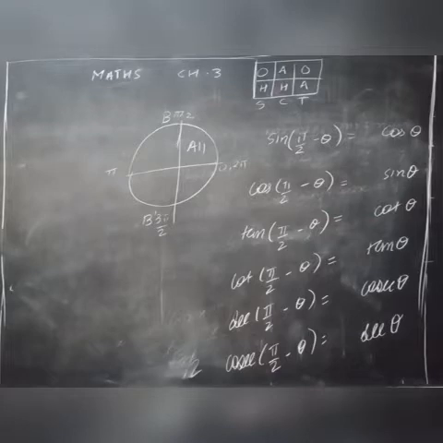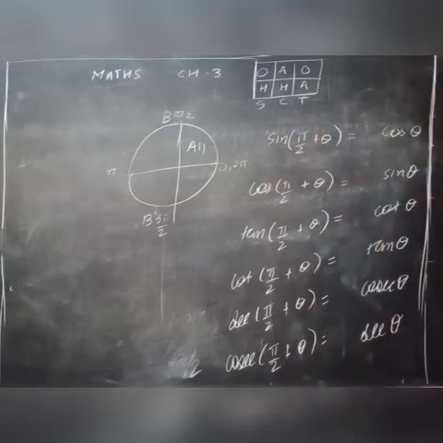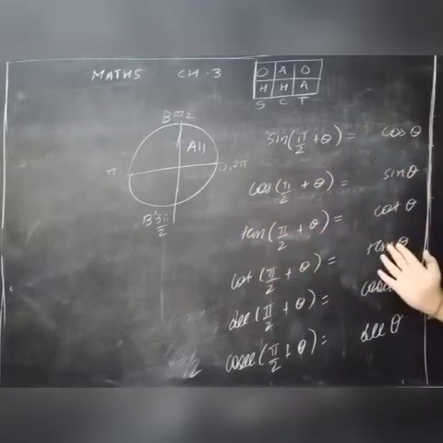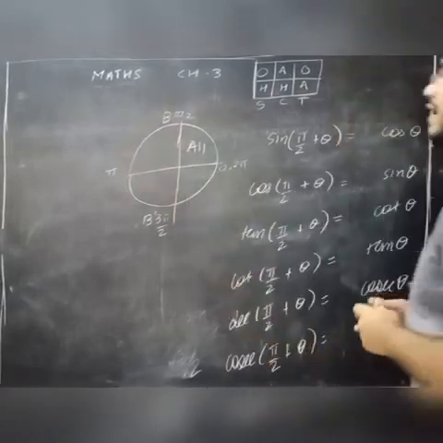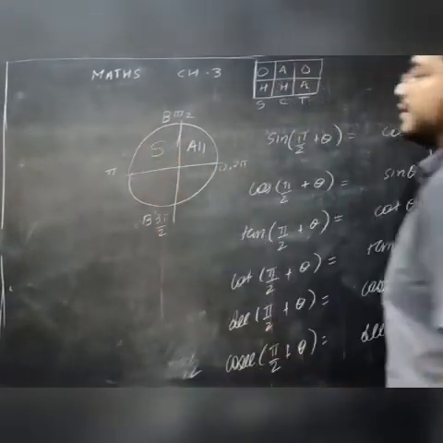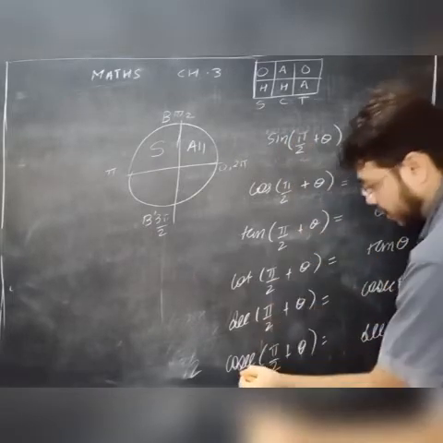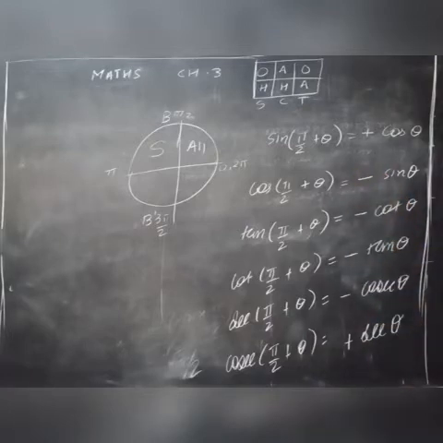But if I make this pi by 2 plus, then again the function will change, no doubt in that. Sine will become cos, cos will become sine, tan will become cot, cot will become tan, sec will become cosec, cosec will become sec. But you should understand that this time, if I add something to pi by 2, then I will have the second quadrant, and in the second quadrant, S, that is sine, and the reciprocal of that, that is cosec, is only positive. So here sine positive, cosec positive, rest all will be negative. So this is the answer of pi by 2 plus theta, right?